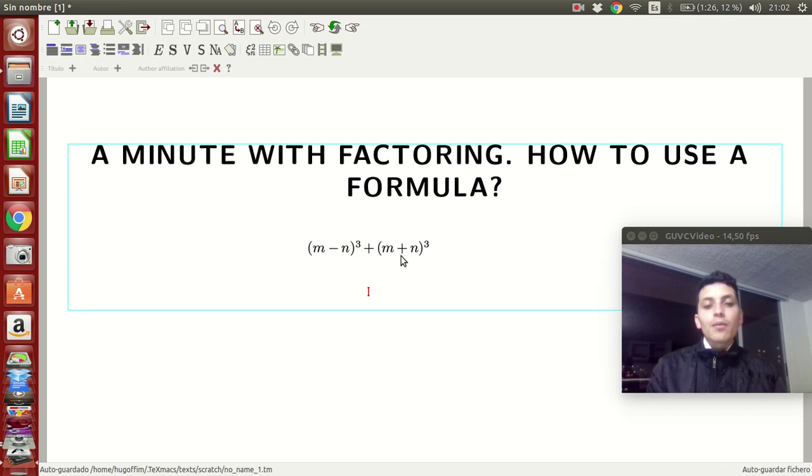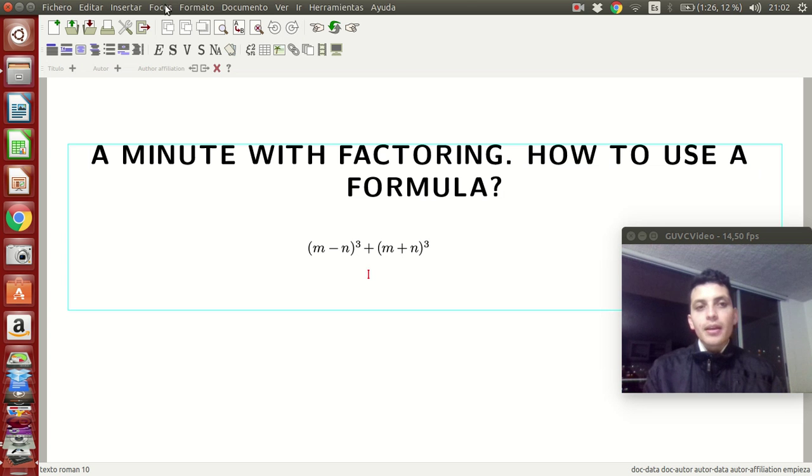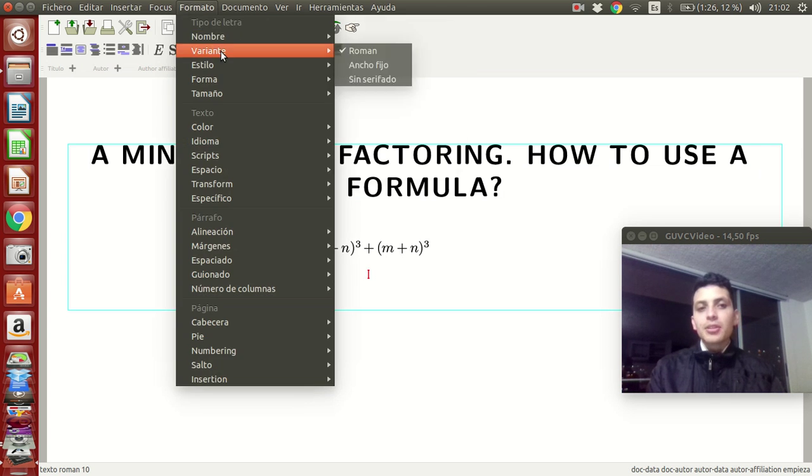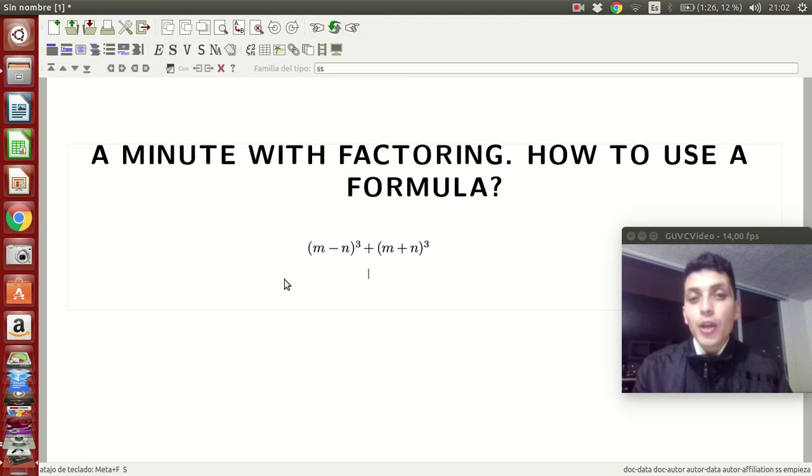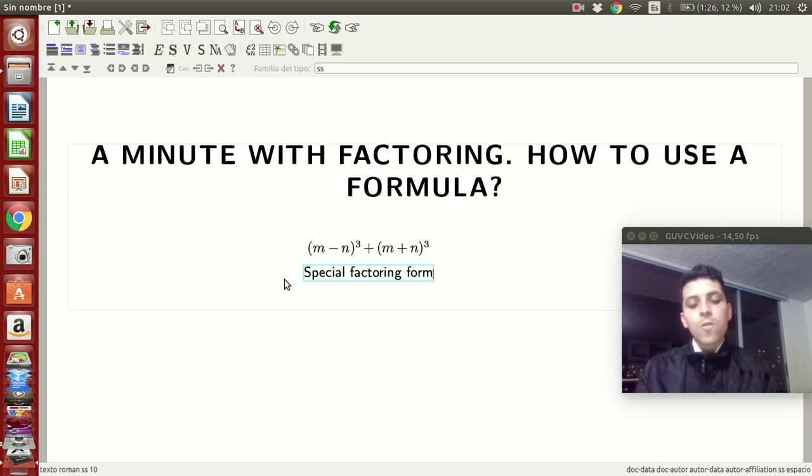What I think is better to do here is to count the number of terms you have. So we have two terms, and when we have two terms, the way to factor the polynomial is using special factoring formulas.